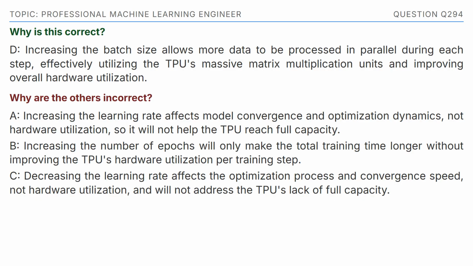A. Increasing the learning rate affects model convergence and optimization dynamics, not hardware utilization, so it will not help the TPU reach full capacity. B. Increasing the number of epochs will only make the total training time longer without improving the TPU's hardware utilization per training step. C. Decreasing the learning rate affects the optimization process and convergence speed, not hardware utilization, and will not address the TPU's lack of full capacity.